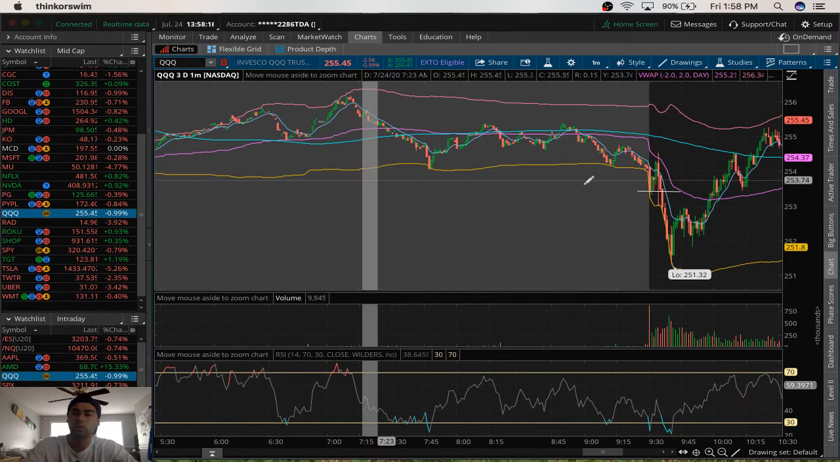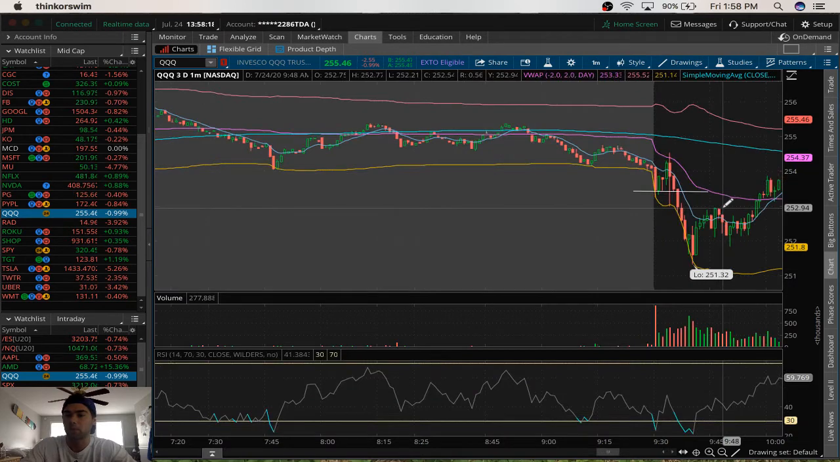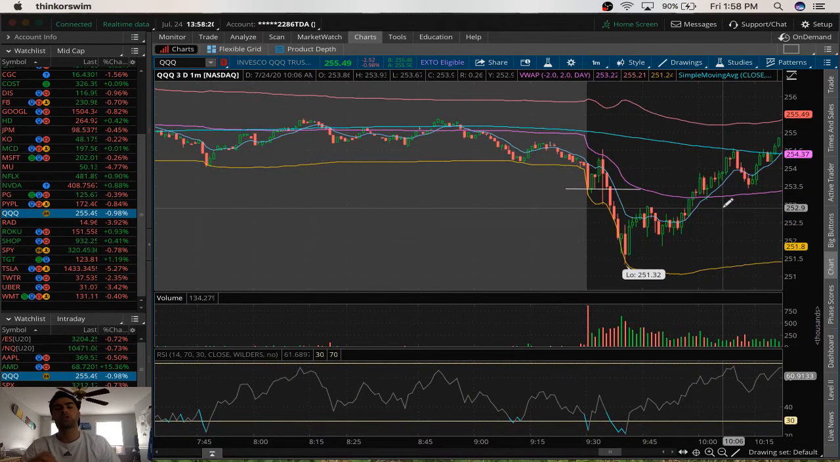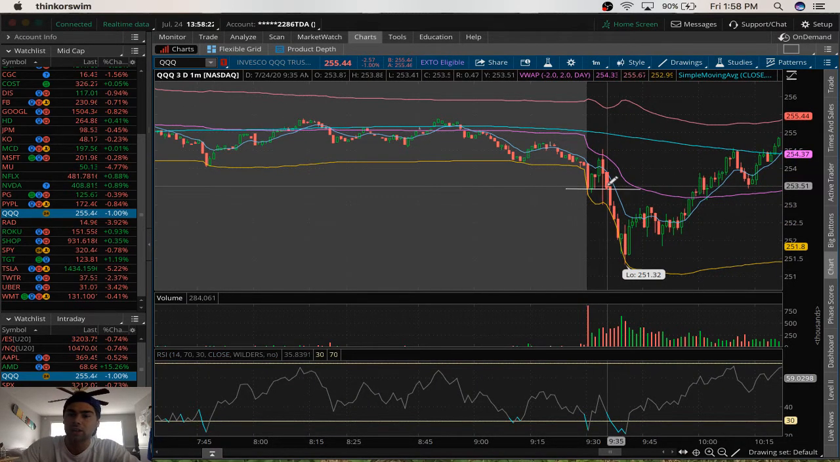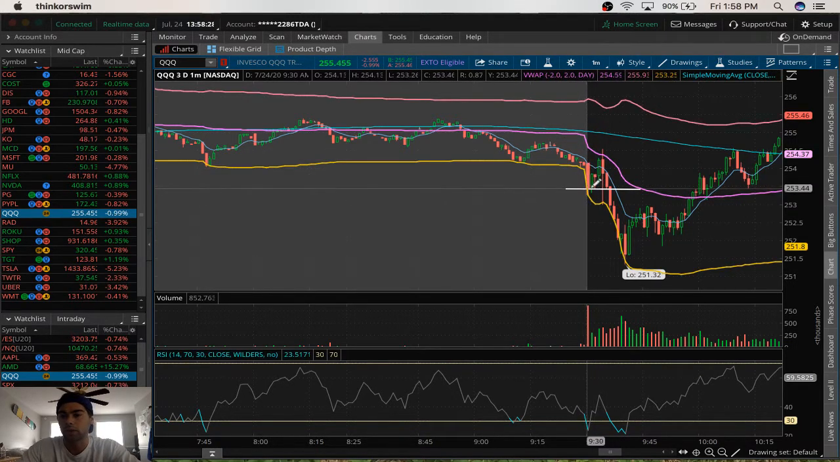Now, when we started reversing back down is when I got into my short position. I'm going to show you exactly where. I decided to get into the short as we broke below this support that we created with the first few candles of the day.